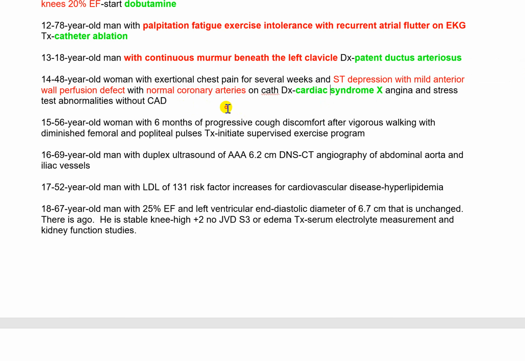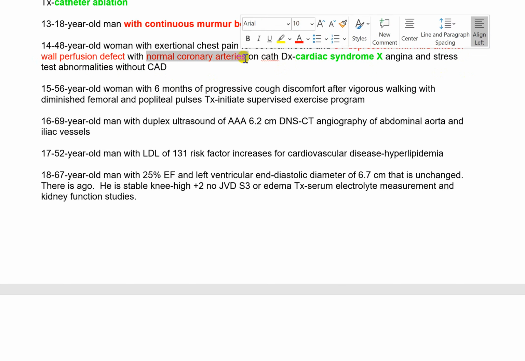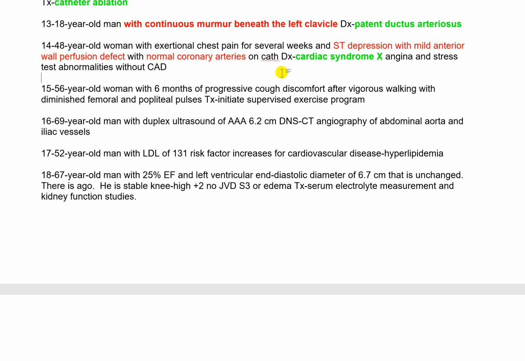So whenever you see this idea in the exam, I'm giving you new ideas. Whenever you see ST depression with an anterior perfusion defect, but there is a normal coronary artery on cath, just remember that it's cardiac syndrome X. You may or may not get asked about it. It's not very common, but just something to keep in mind, okay? And we can dig deep in the physiology later.